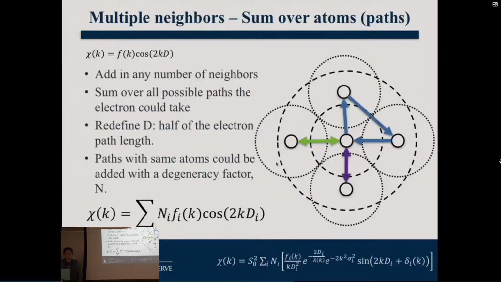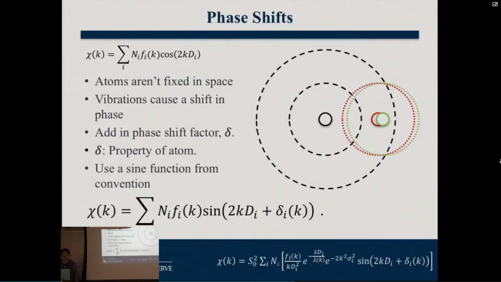And because of this, the sum over i actually represents the sum over paths. Okay, we're getting there. In the real world, atoms are not stationary. They jiggle around in one place. So since this side atom here is jiggling around, when the photoelectron comes in, it can emit as the green wave or the red wave. And so this introduces a phase shift. And as you can imagine, the heavier the atom is, the less it wiggles around. So this is a factor of atomic number.